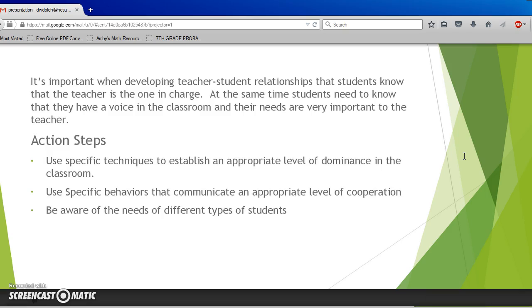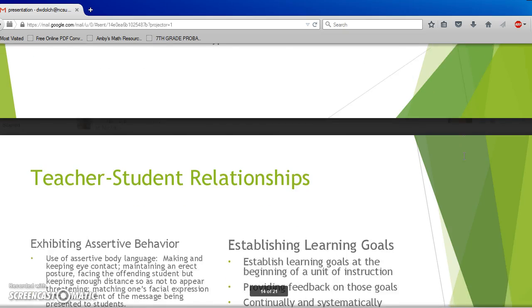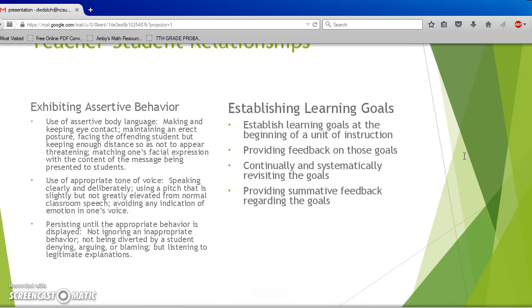Action steps include specific techniques to establish an appropriate level of dominance in the classroom. Use specific behaviors that communicate an appropriate level of cooperation. Be aware of the needs of different types of students. Exhibiting assertive behavior is one of these. Use assertive body language, making and keeping eye contact, maintaining an erect posture facing the offending student but keeping enough distance so as not to appear threatening, matching one's facial expression with the content of the message being presented to the students.